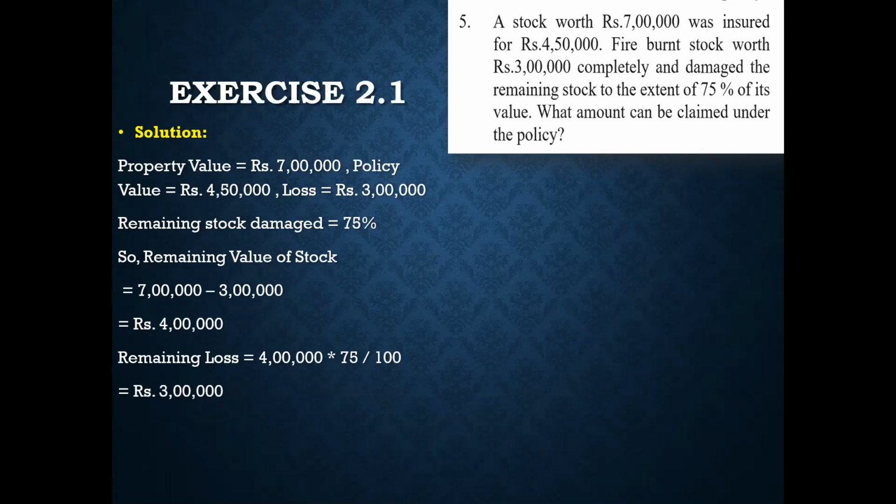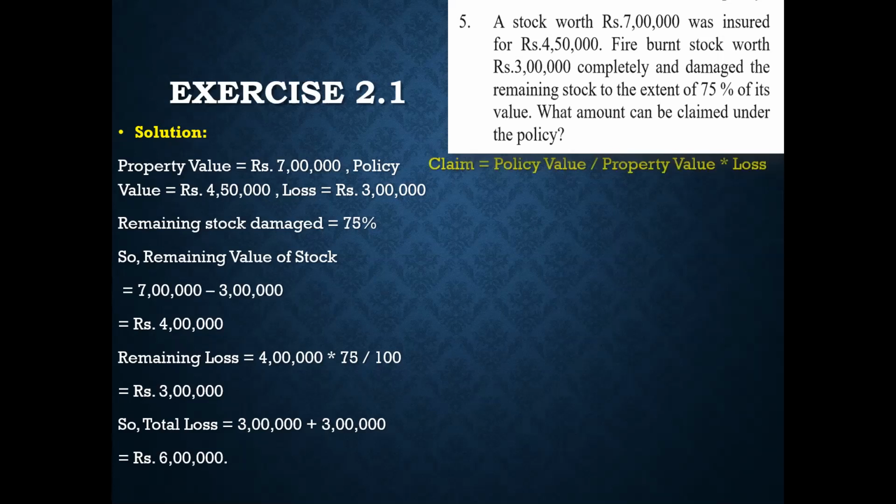So basically you have suffered two losses. That is, one is 3 lakh ka completely and remaining mein 75%, which is also 3 lakh. So can I say the total loss suffered is 3 lakh plus 3 lakh, which gives you a total of 6 lakh rupees. So now we can put the formula, claim is equal to policy value upon property value into loss. So this is the thing.